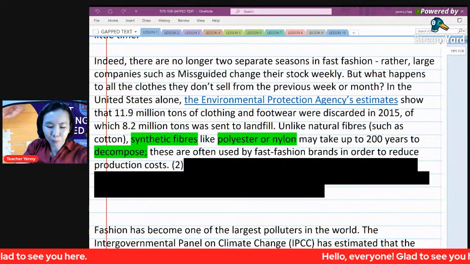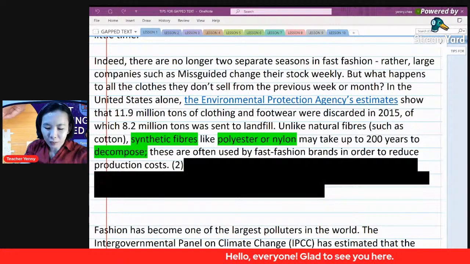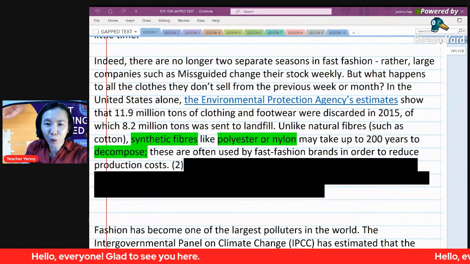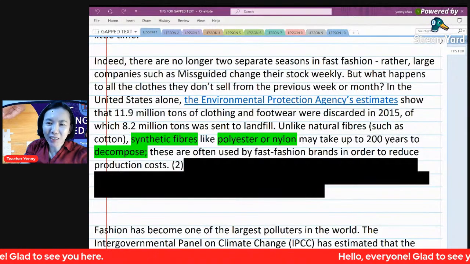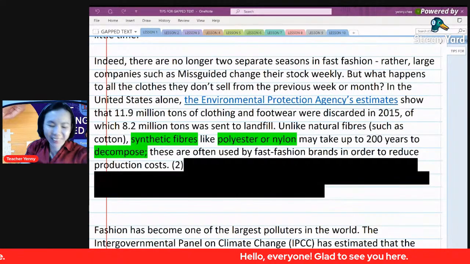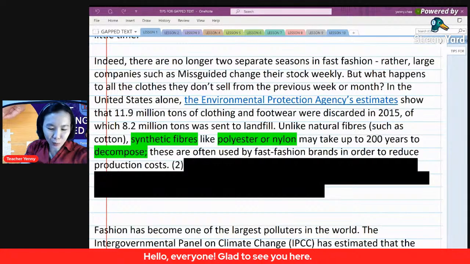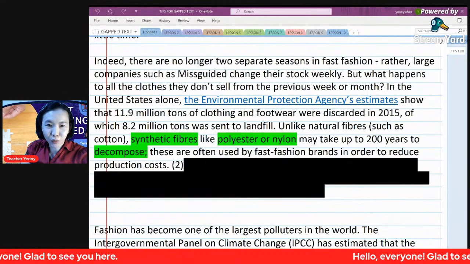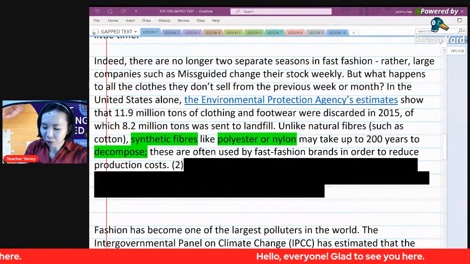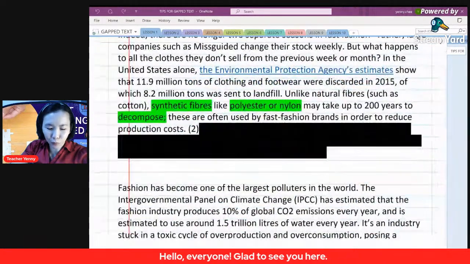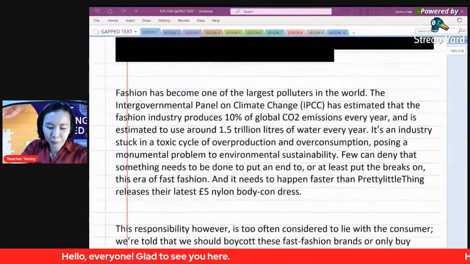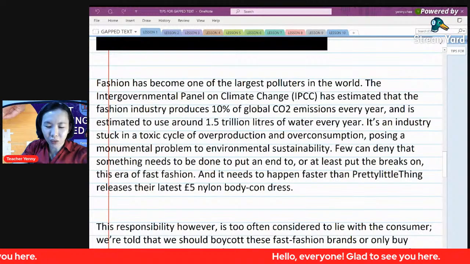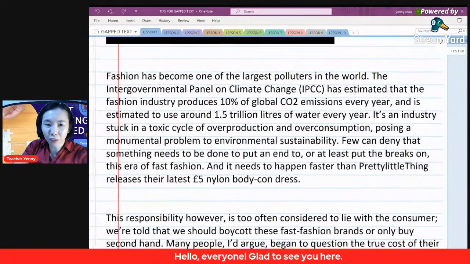You see here, polyester or nylon may take up to 200 years to decompose. It's a very long time, 200 years. You can't even live up to 200 years. These are often used by fast fashion brands in order to reduce production costs. So here, the second paragraph, I think you would know what this text is about. Next. Fashion has become one of the largest polluters in the world. You see here, not only plastics, fashion, it's about clothes.